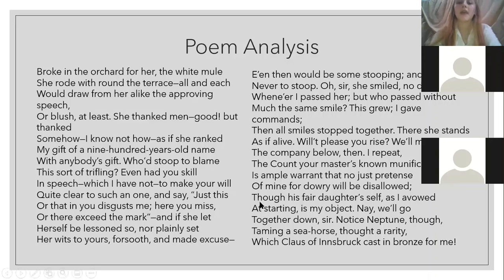Yeah. And then this is kind of all, we'll go through this in a second, but then at the end, he starts to speak about random artwork in his gallery, which I think is what throws a lot of people off, including me the first time I read it. Does not all this stuff like Neptune come up in GCSE? Yeah, noticed Neptune taming a seahorse, thought a rarity, which Claus of Innsbruck cast in bronze for me. He's just speaking about a statue in his gallery where this painting of his old wife is. And that's why it's a bit confusing, because he just seems to go from this topic to this topic with absolutely no explanation. But we'll get to that as we go through the rest of it.